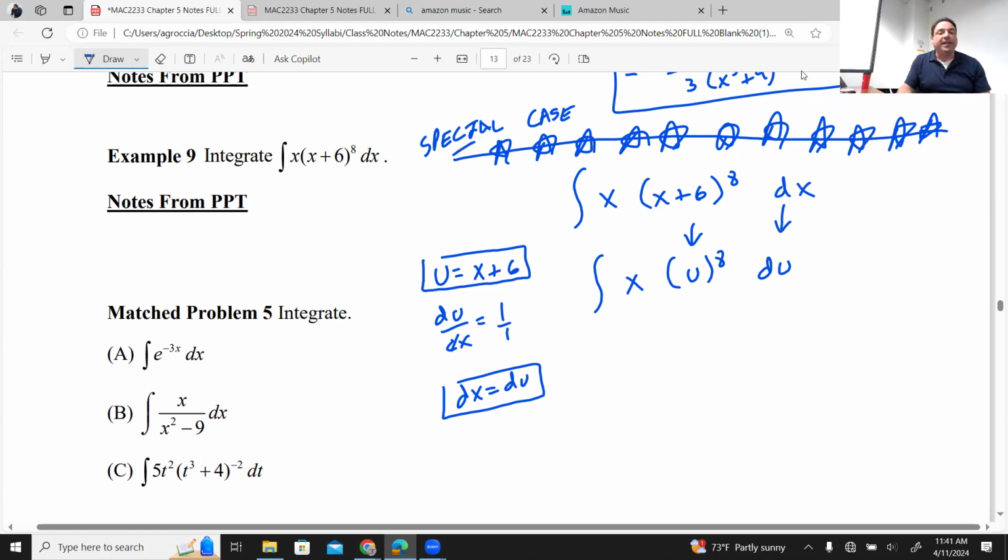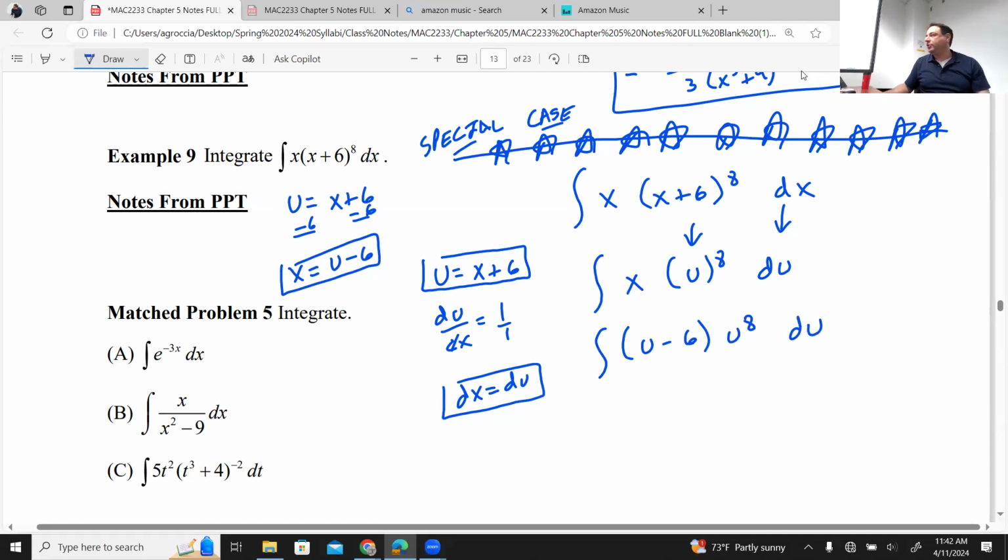So again, special case, don't freak out, don't worry. Remember, u equals x plus 6. That's what you told me. Can I also subtract 6 from both sides and say that x equals u minus 6? Isn't that true as well? And if that's true, then instead of x, I'm going to put u minus 6.